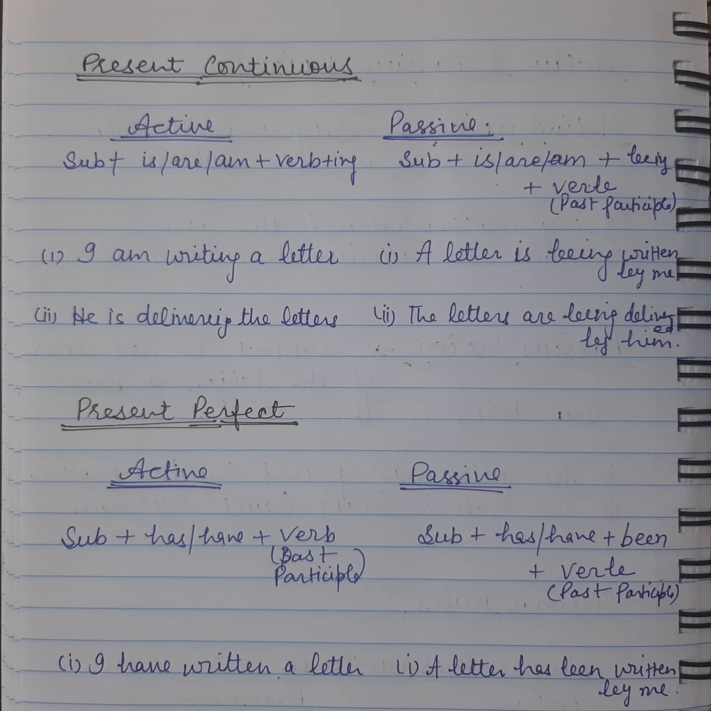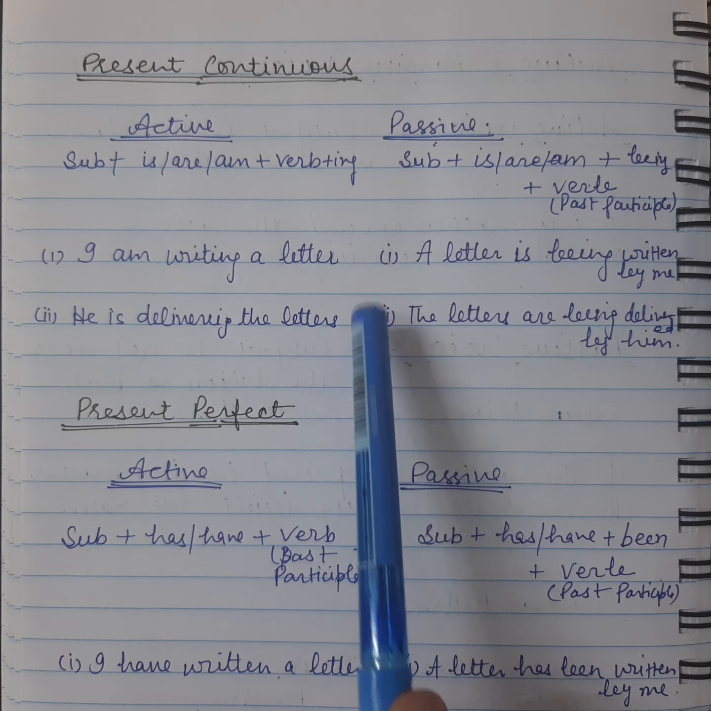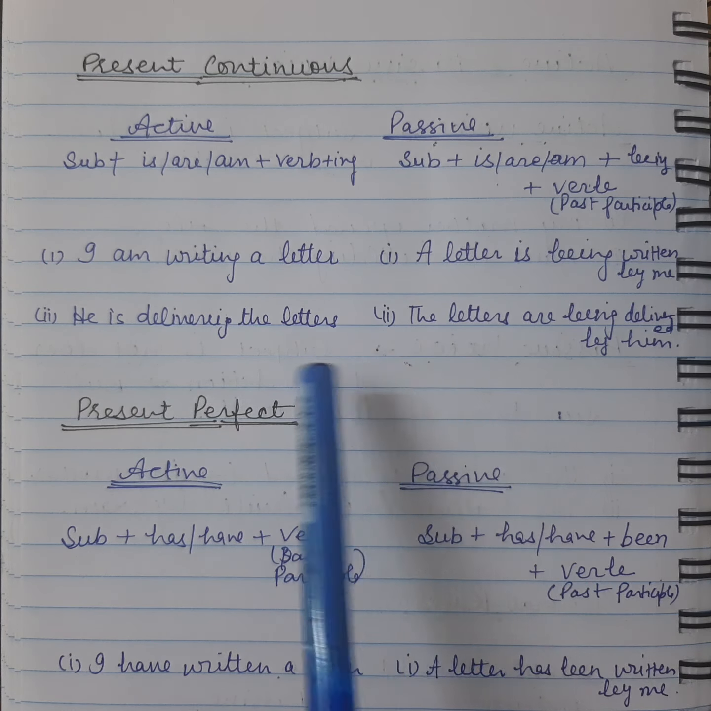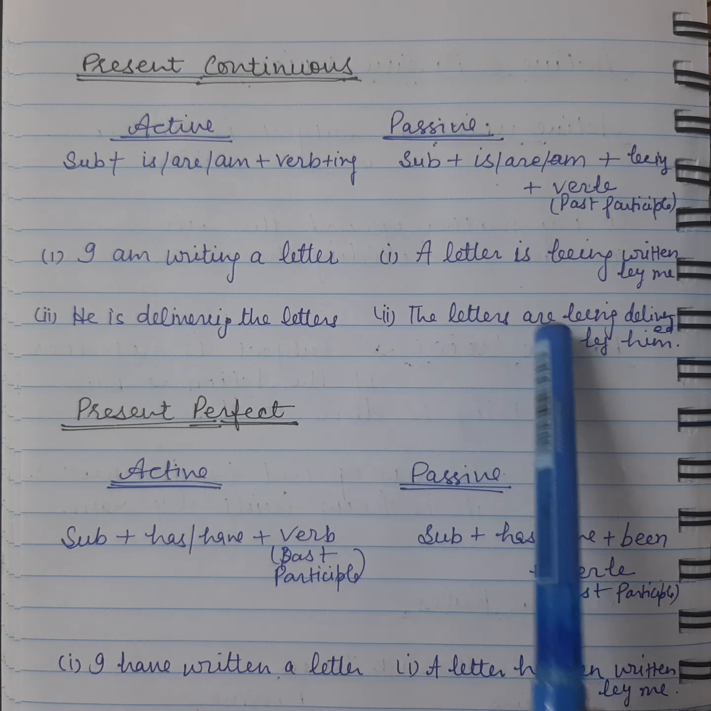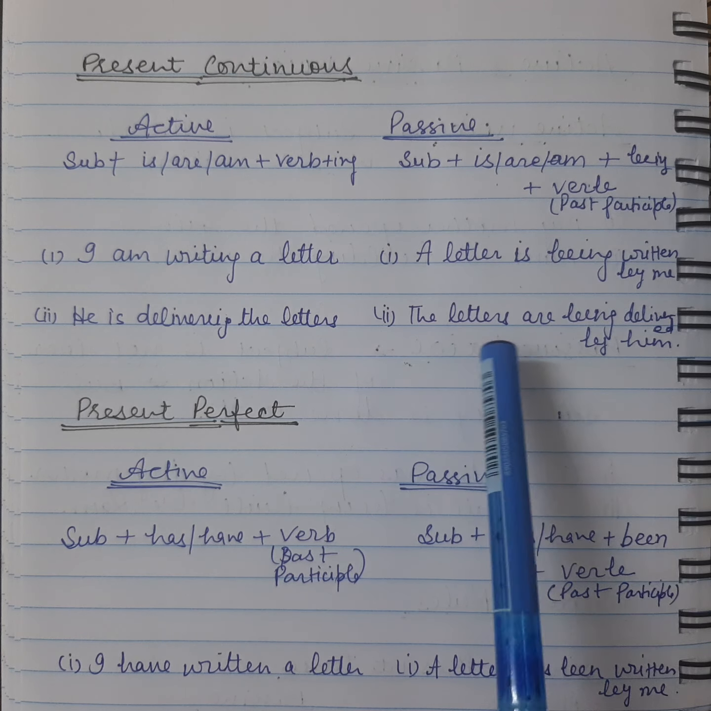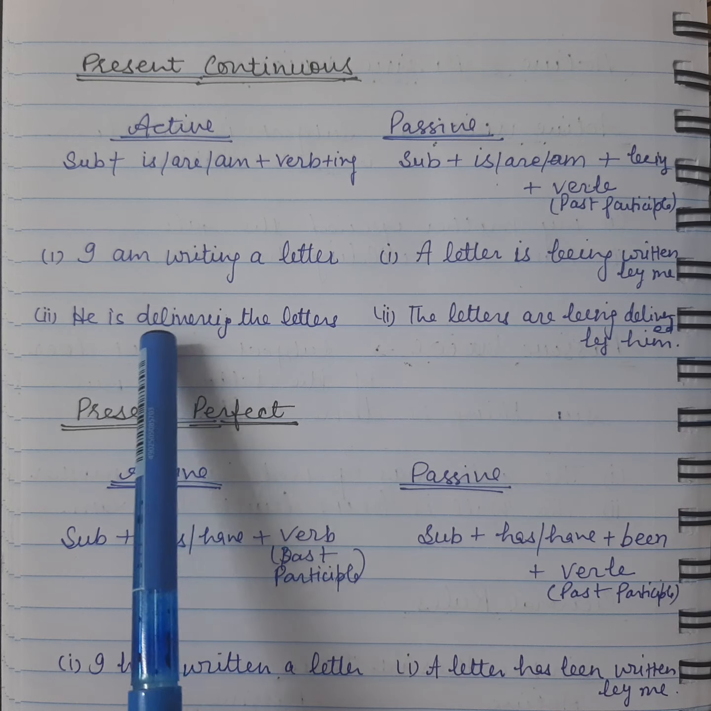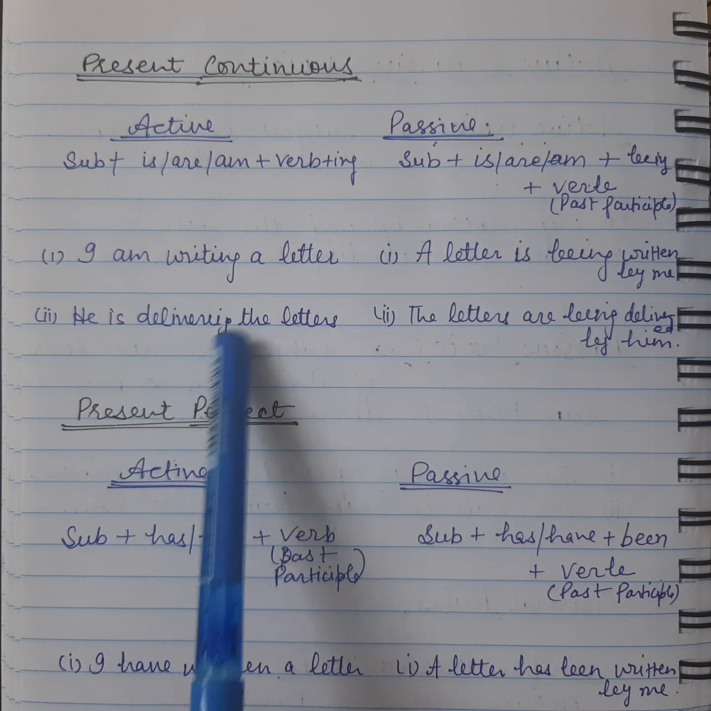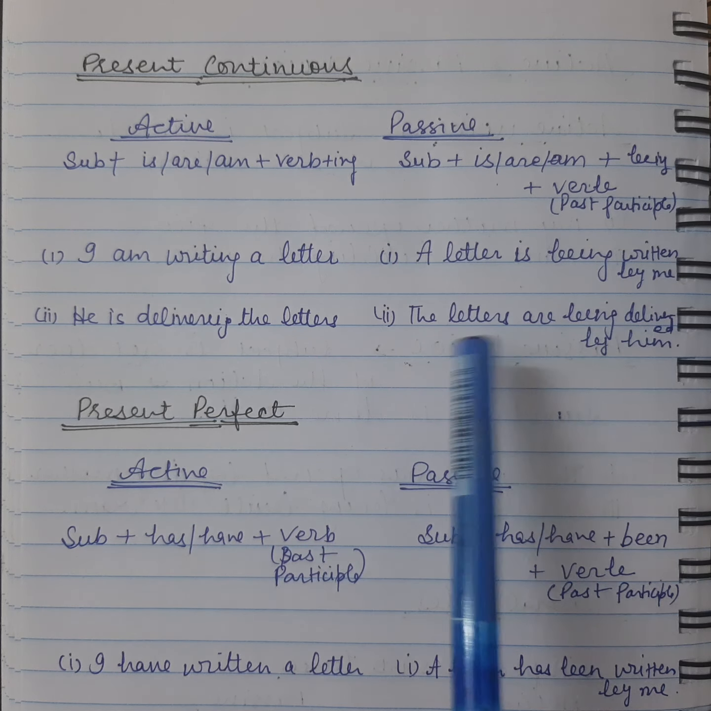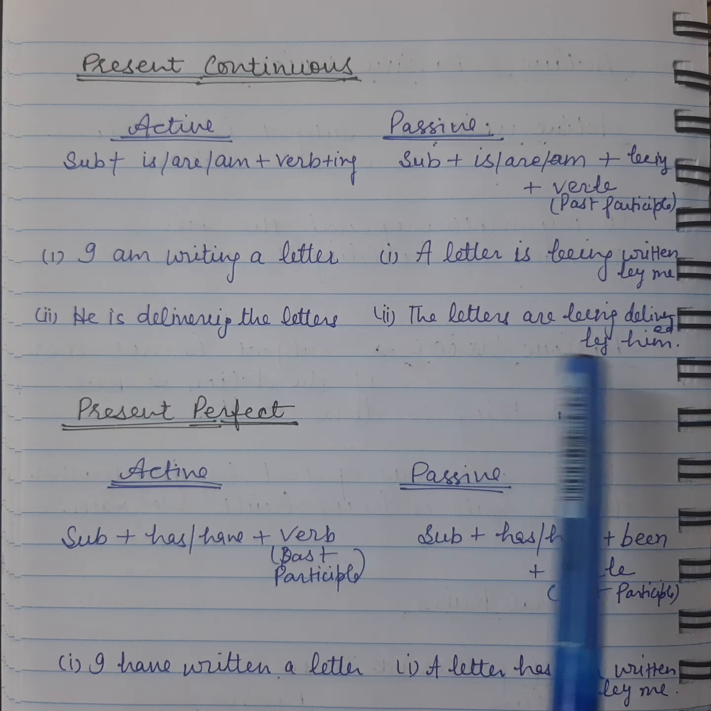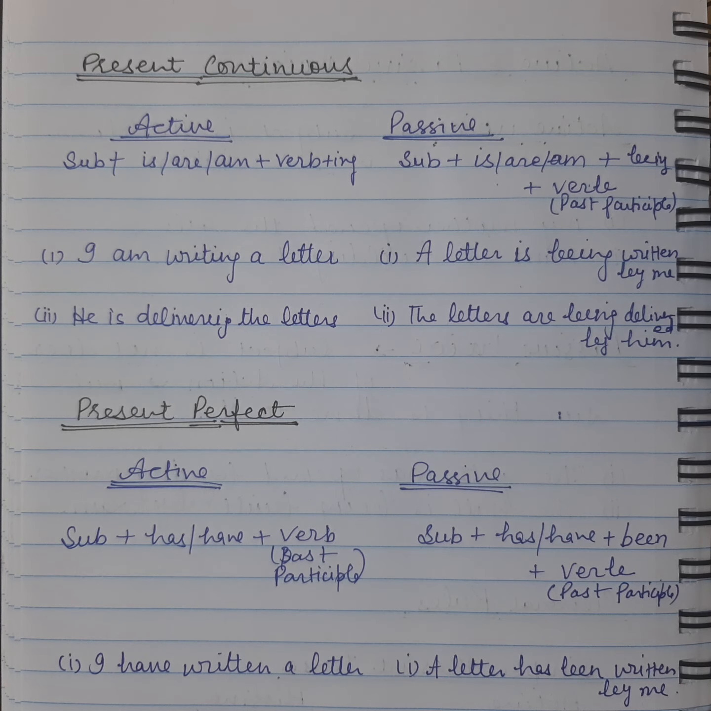Let's take another example. He is delivering the letters. So here the letters is the object which will become the subject in passive voice. So the letters, here the letters are plural, so we will use are with them. So the letters are, then we'll add being, and then we will use the past participle of the verb which is delivered, and then he will become by him. So the letters are being delivered by him.